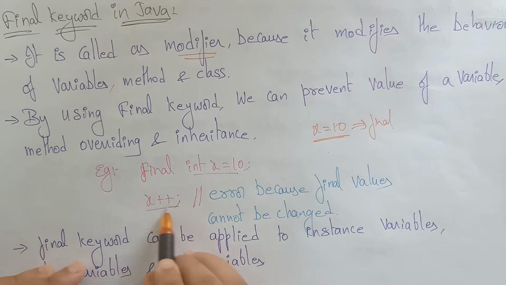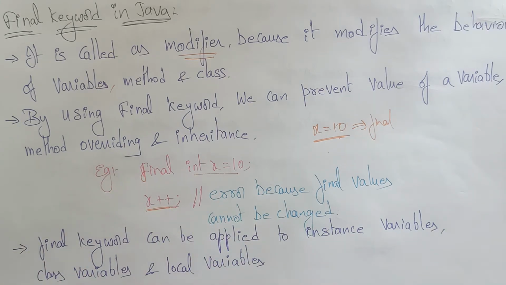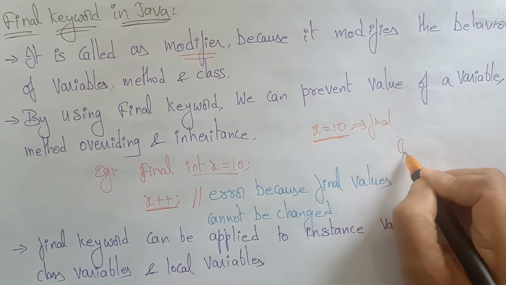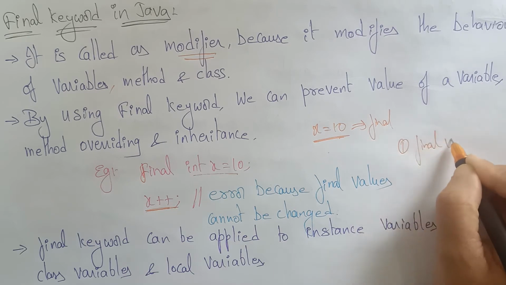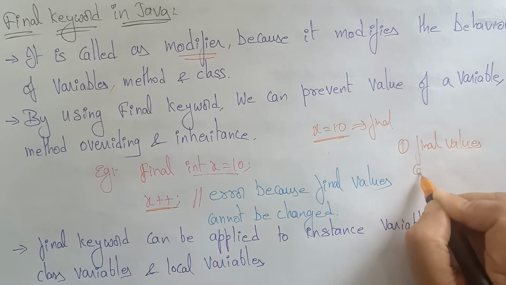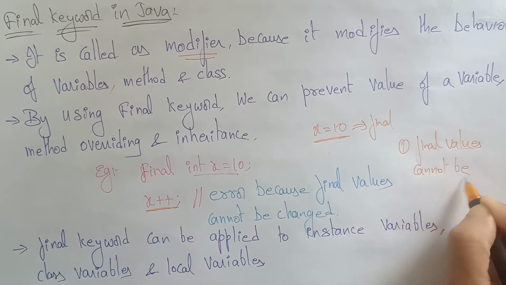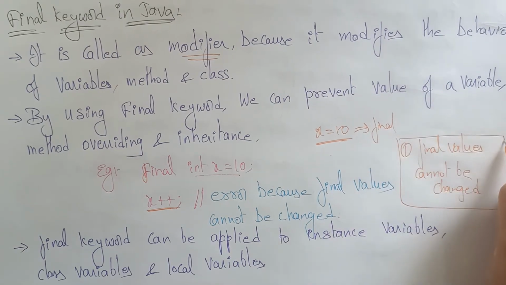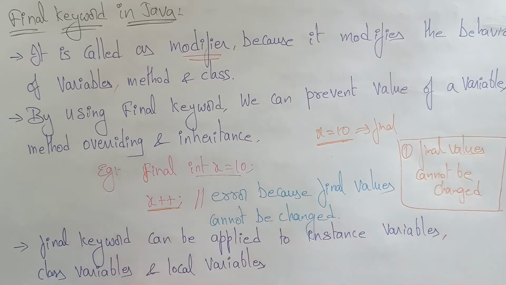Now I am trying to increment x. What happens? It shows an error. Why does it show an error? Because final values cannot be changed. So one point: final values cannot be changed. Remember this point. Whatever the variable, class or method, if you declare it as final, you can't change the value. Once you initialize some value to that variable, you cannot change it because it is final.